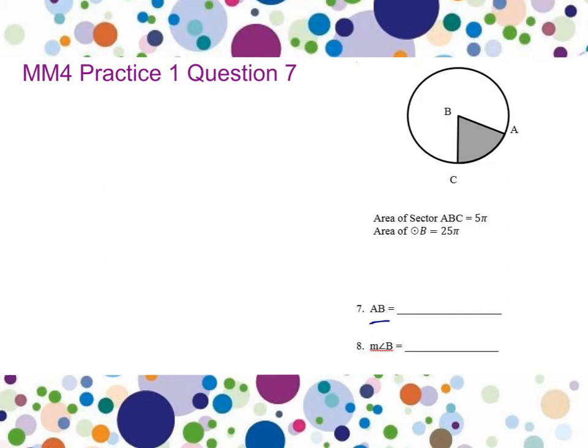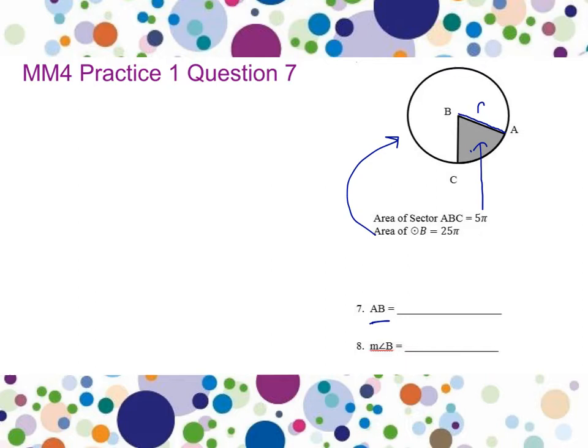And to answer this, you have to make sure you understand what you're being asked to find. So on your circle, if you trace from A to B, you will realize, hopefully, that that is the radius of your circle. Then you're given 2 pieces of information. You're told that the area of the sector, so like this sector, is 5 pi, and the area of circle B, the entire circle, is 25 pi.